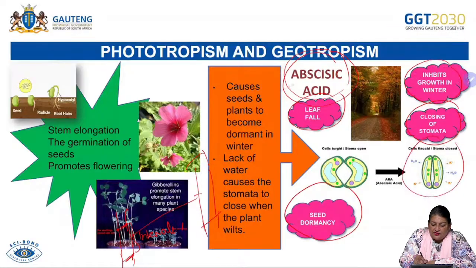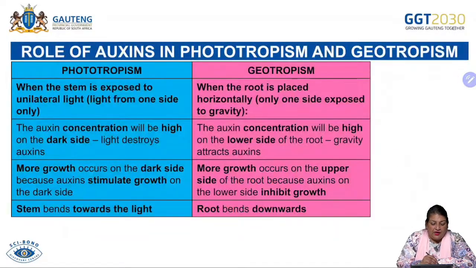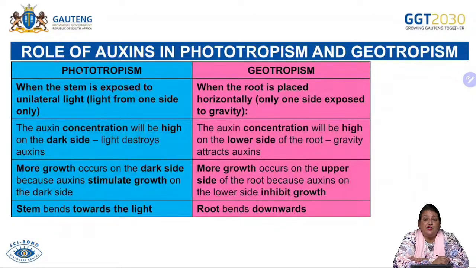Right. Now, what does abscisic acid do again? It causes the seeds of plants to become dormant in winter because there's a lack of water, and it causes stomata to close so that the plant does not wilt. Okay. And here you're going to look now again at your phototropism and your geotropism. They can ask you in the exams to tabulate the differences between phototropism and geotropism.